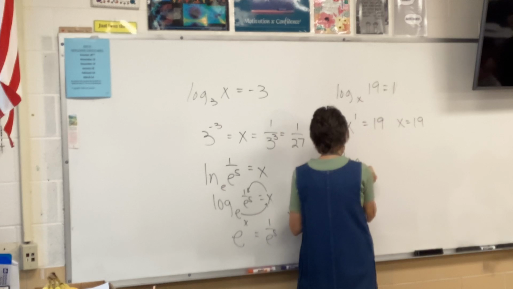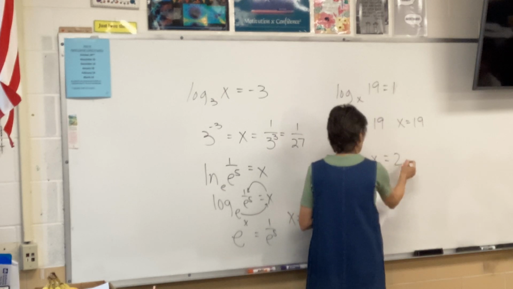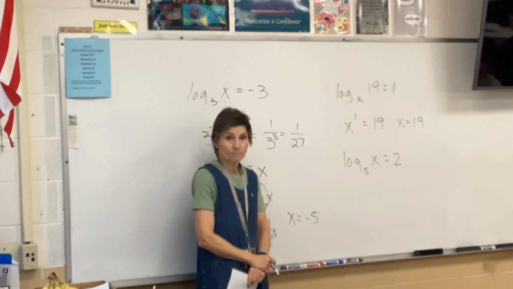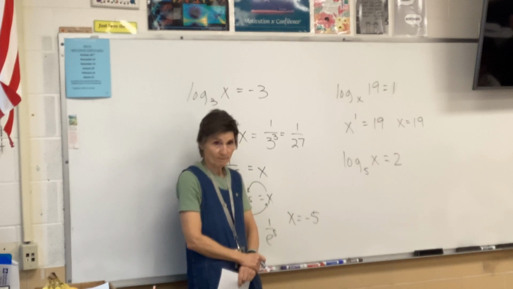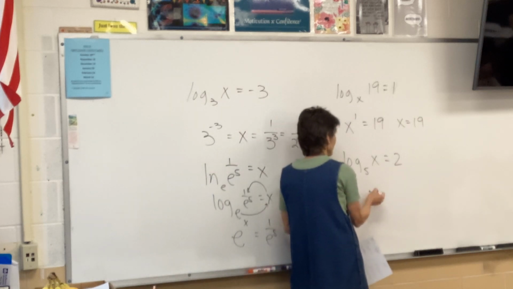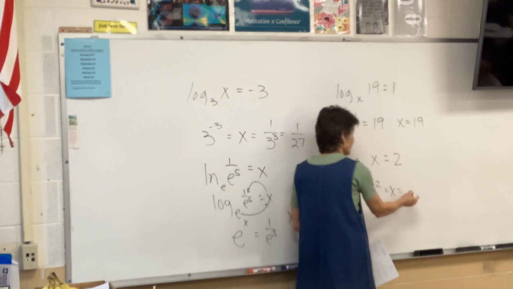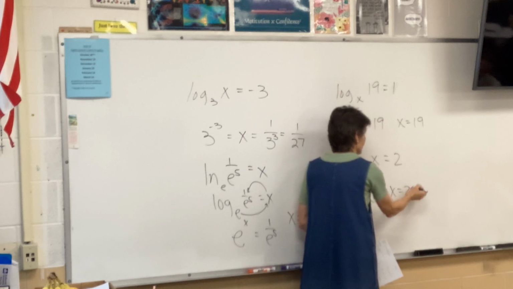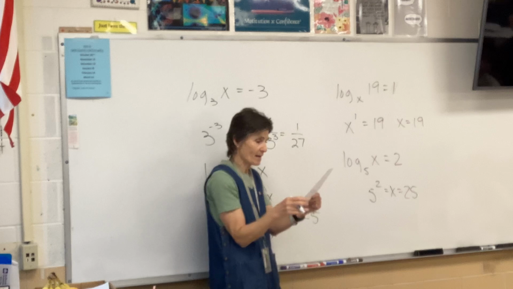Can you do D on your own? What's X? You're trying to figure out what X is. So loop-de-loo it, starting with what number? 5. So 5 to the 2nd equals X. So what's X? 25, yeah. That's easy. You can do that.